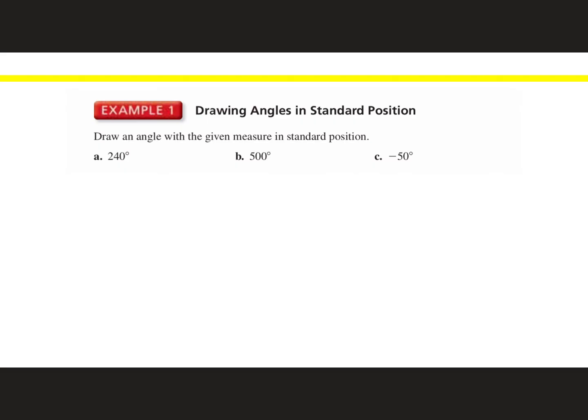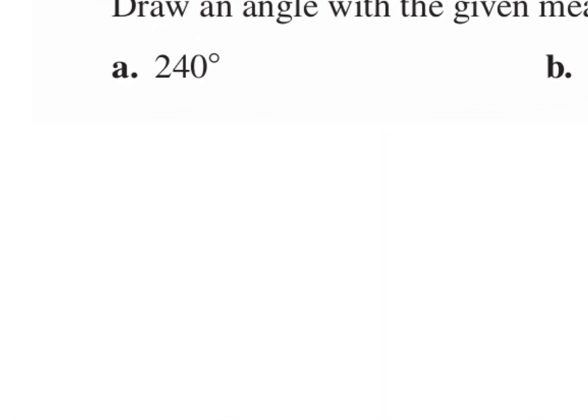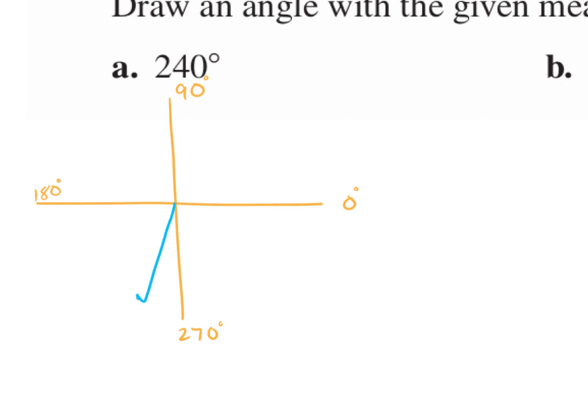So in example 1, we're going to be drawing angles in standard position. So we're going to start with our little chart here. We have 0 degrees, 90, 180, 270. And we want to go 240 degrees. So in between which 2 degrees that we have up there are we looking at? 180, 270. In between 180 and 270. Do you think it's closer to 180 or closer to 270? A little bit closer to 270. So we're going to be about there. So this would be 240 degrees. What quadrant is this in? Quadrant 3. Awesome.